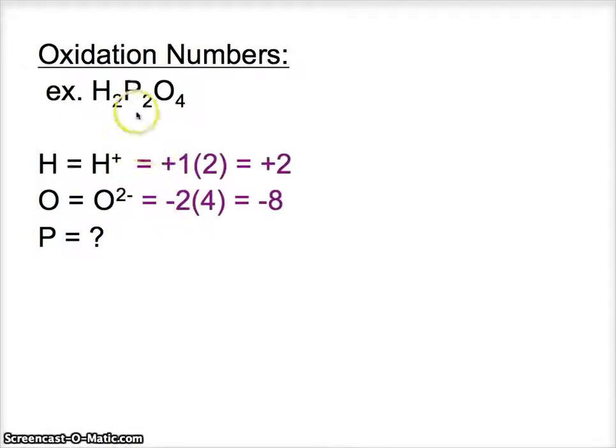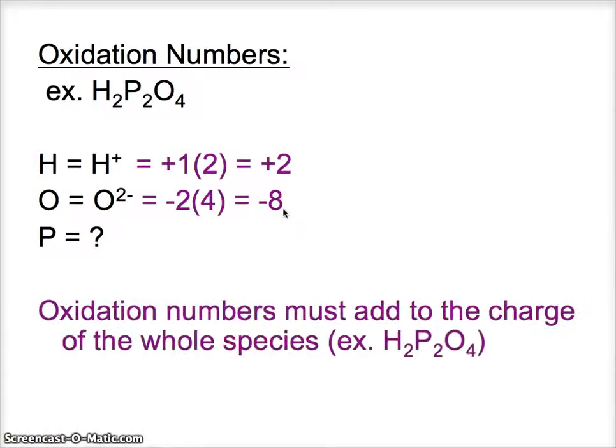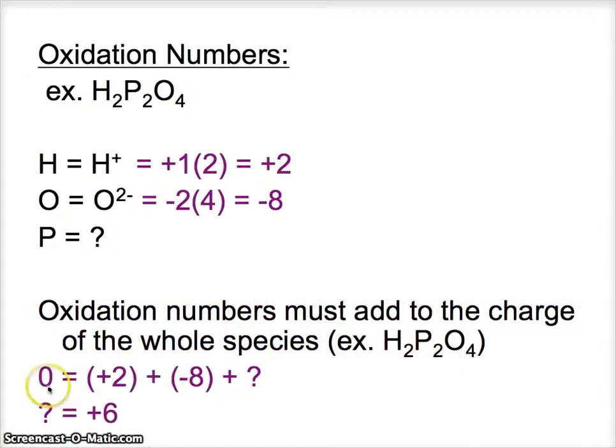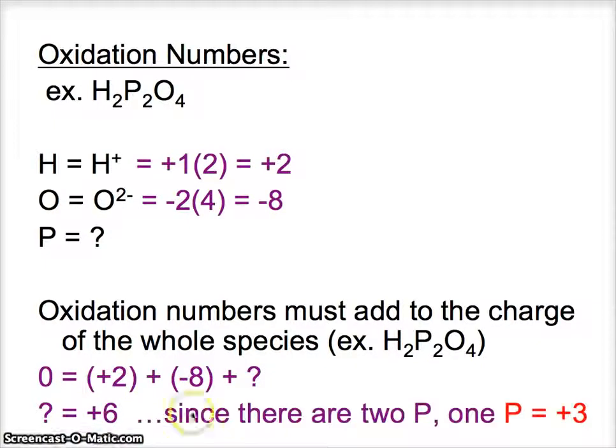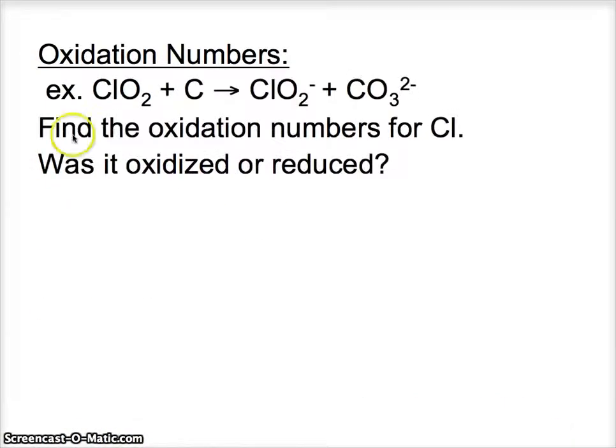Since we have 2 hydrogens, we're going to multiply that by 2, and we have 4 oxygens, we're going to multiply that by 4 to get the total species oxidation number. The key to oxidation numbers is that they must add up to the charge of the whole species. In our example, our species is neutral, so the charge of the whole species is 0. And by simple algebra, if we add up all our oxidation numbers, we find that phosphorus has an oxidation number of +6. But we also know that there are 2 phosphoruses, so one of the phosphorus must be equal to +3.